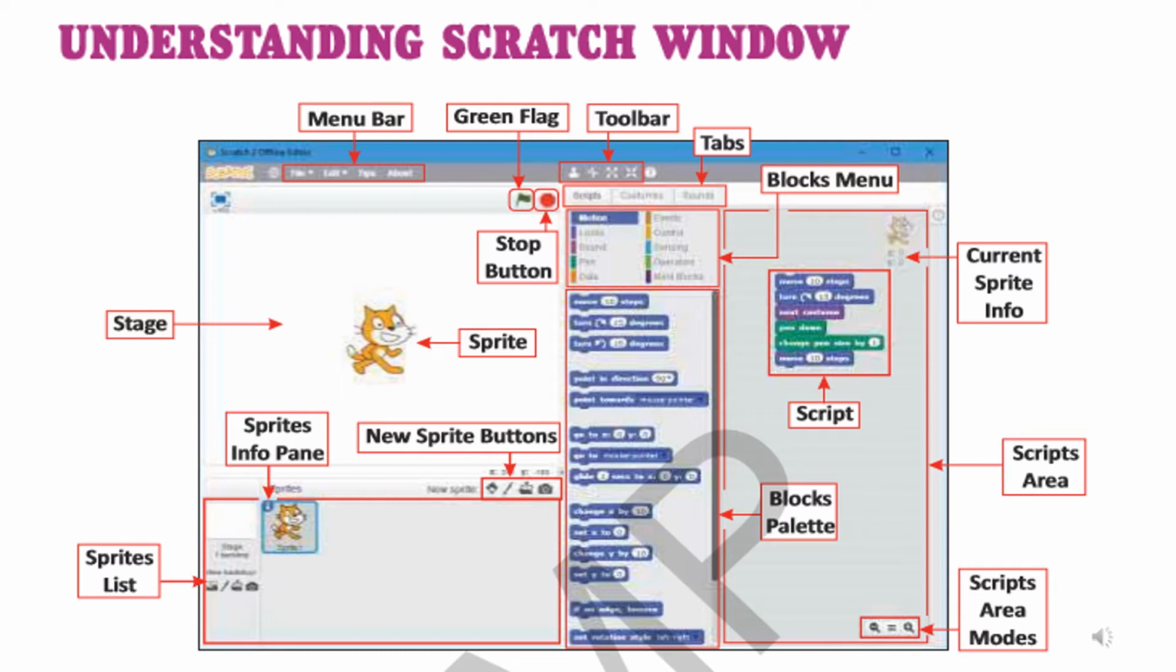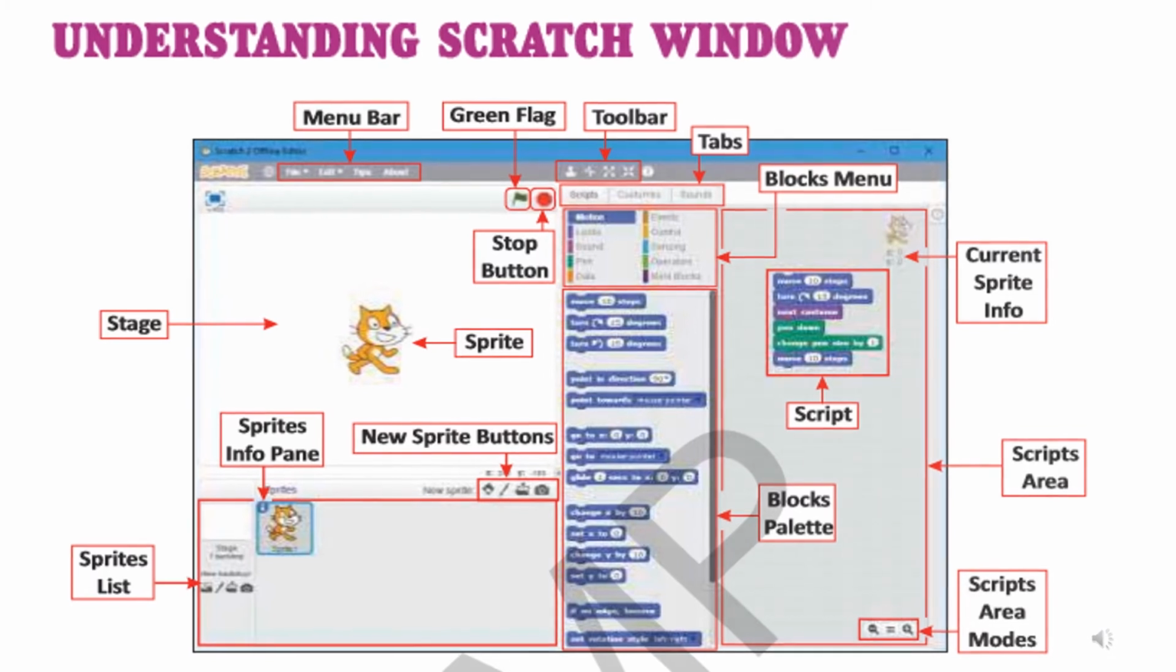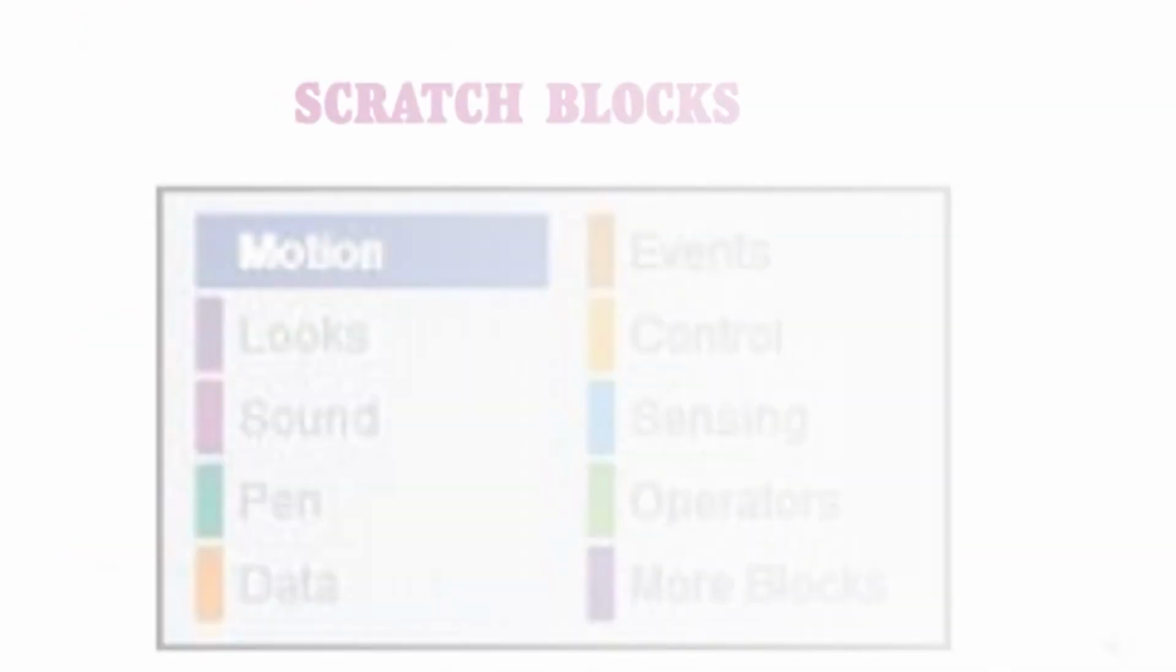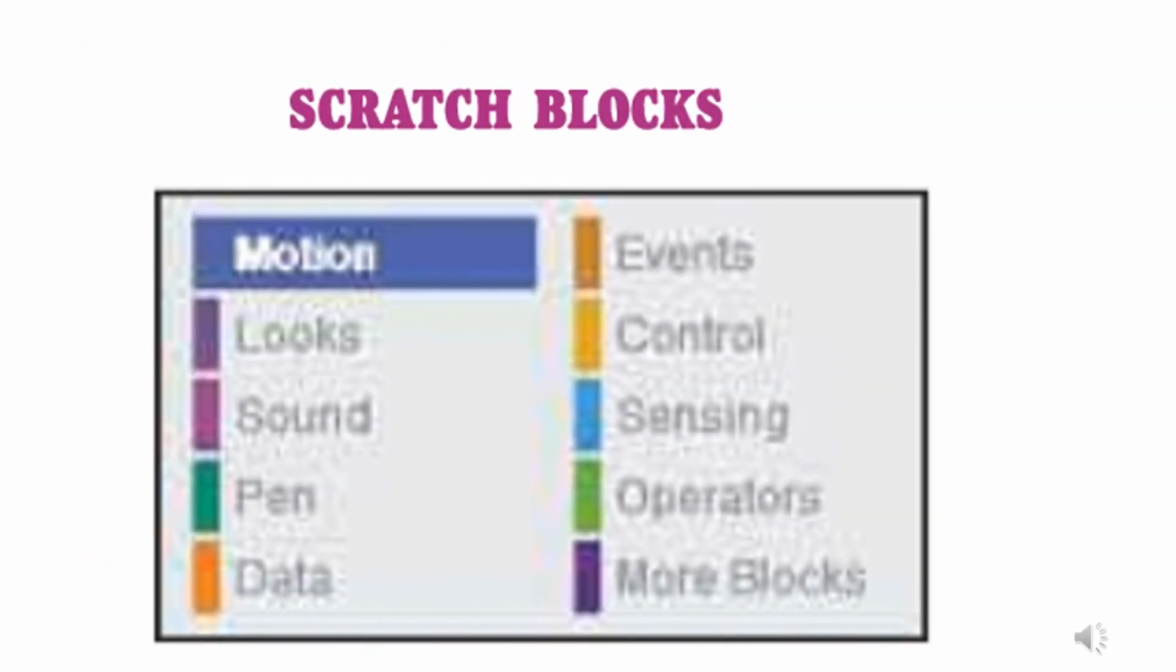Children, next we have Scratch blocks. One by one we will discuss them. There are 10 color coded categories of Scratch blocks. So first of all we have the Motion block. It is used to control a sprite's placement, direction, rotation and movement also.